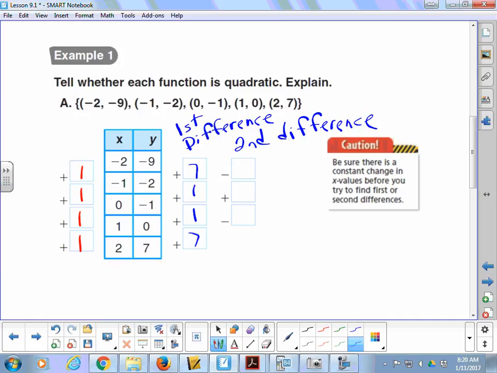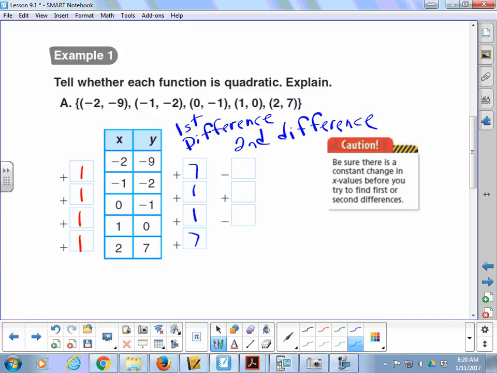So that's one way to think about it. The other way is to start at the end and subtract. 7 minus 0 is 7. 0 minus -1 is 1. -1 minus -2 is 1. And -2 minus -9 is 7. Remember, we're subtracting a negative, so we're adding. Okay? So we do it with these numbers here.